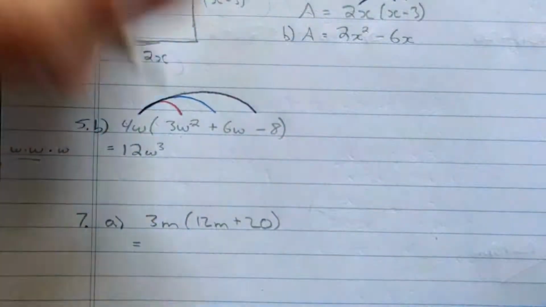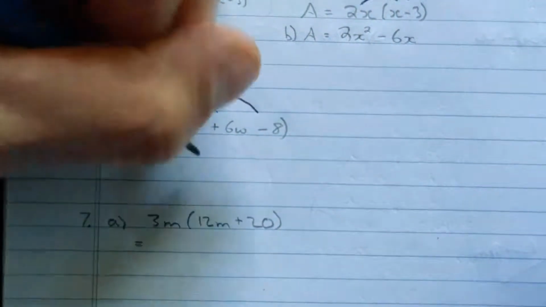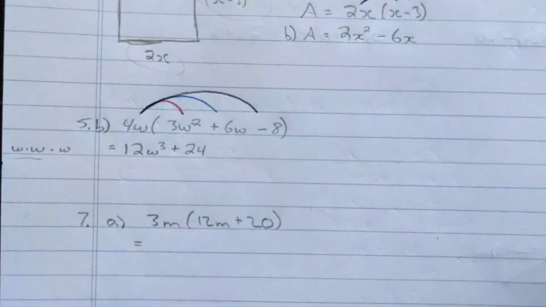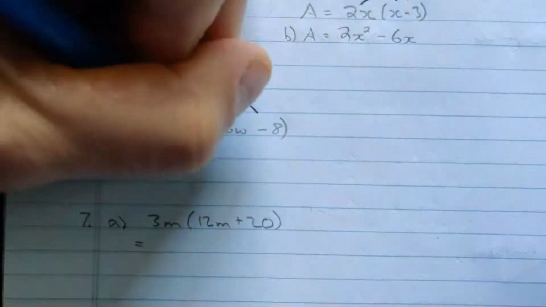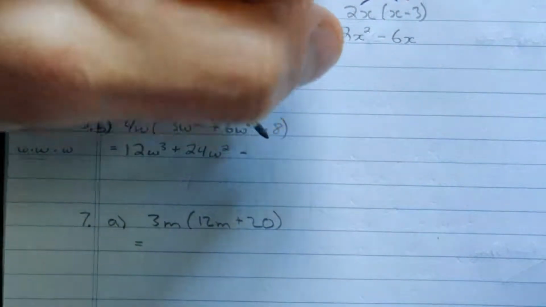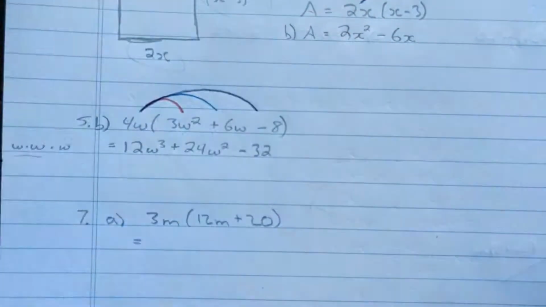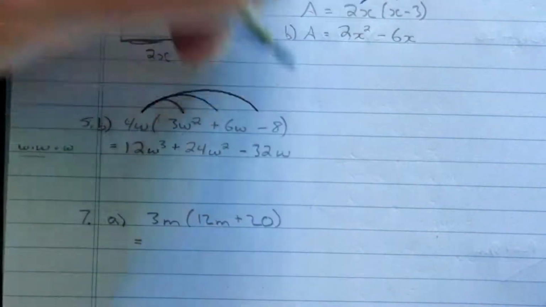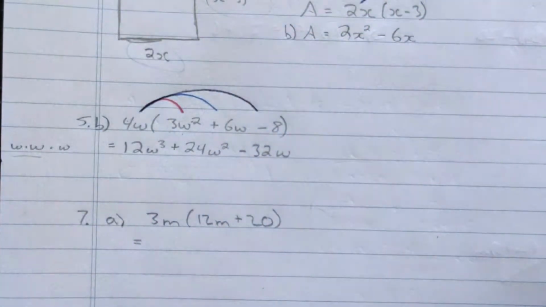In the next part, I have 4 times positive 6, which is positive 24. And then w times w will make w squared. And then in the last part, we have negative 8 times 4, which is negative 32. And then again, we have the w there that we have to put down. So even if we have 3 terms, if we have 4 terms, if we had 27 terms in that bracket, all you're doing is multiplying each term individually by that term on the outside.